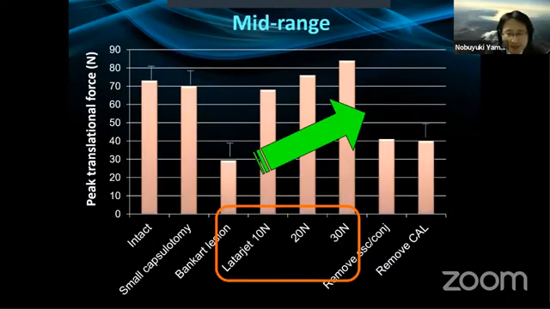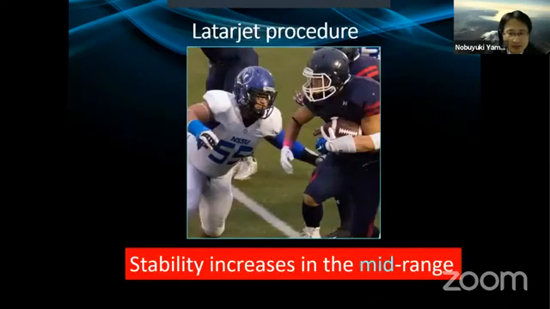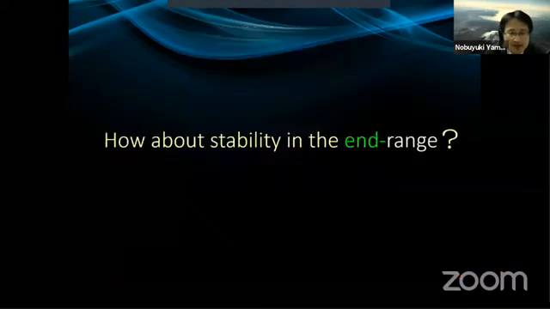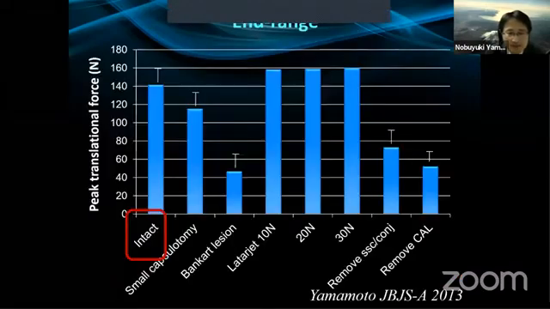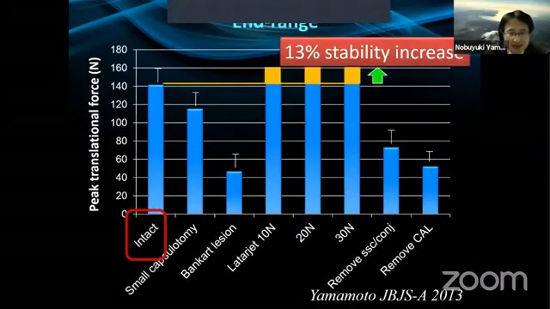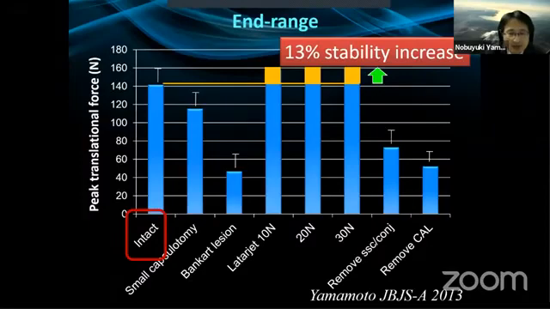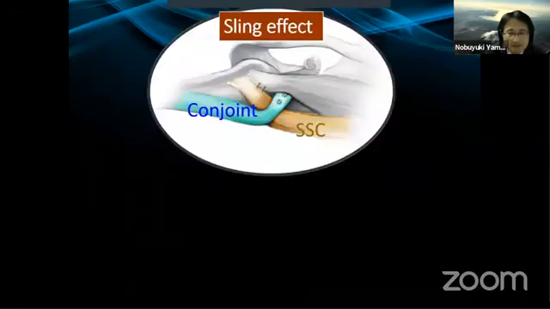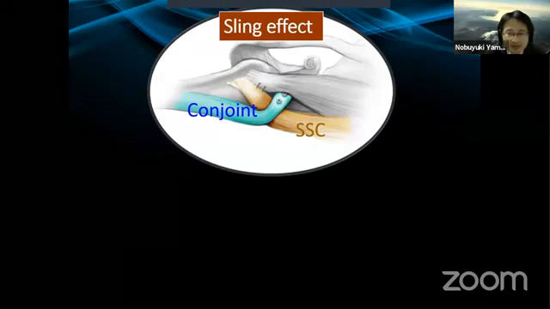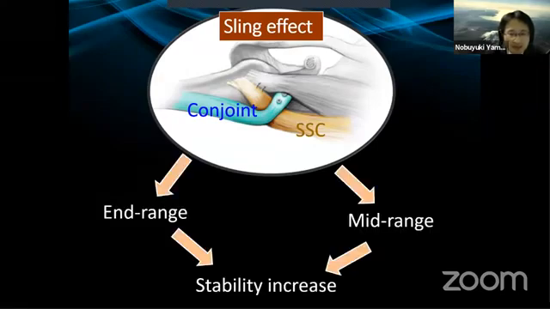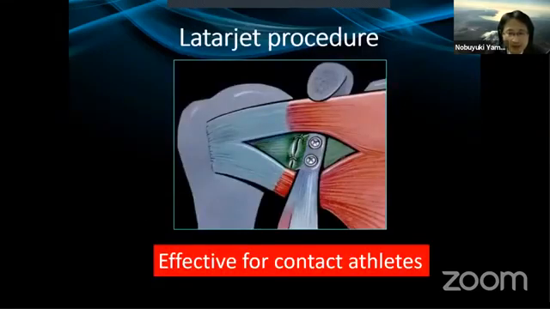In the mid range, stability increased depending on the applied load. By performing the Latarjet procedure, stability increased in the mid range. How was stability in the end range? Stability increased by 13% compared to the intact shoulder. Thus, we can expect an increase of the stability in both end range and mid range. So we are able to say that the Latarjet procedure is effective for contact athletes.